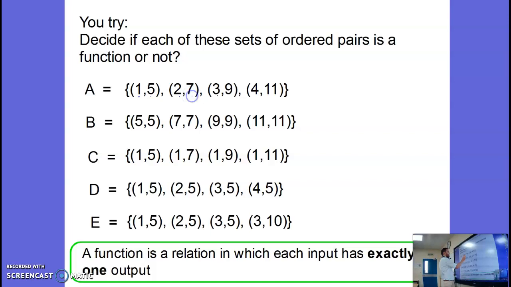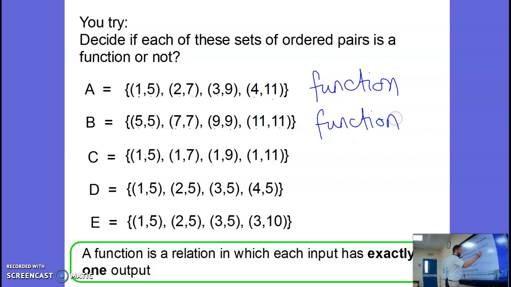1 to 5, 2 to 7, 3 to 9, 4 to 11, no problem, function. No two of the same input had different outputs. 5, 5, 7, 7, 9, 9, 11, 11. Yeah, it's okay if the input is the same as the output. That is a function. 1 to 5, 1 to 7, 1 to 9, 1 to 11. Not a function because we don't have exactly one output for the same input.